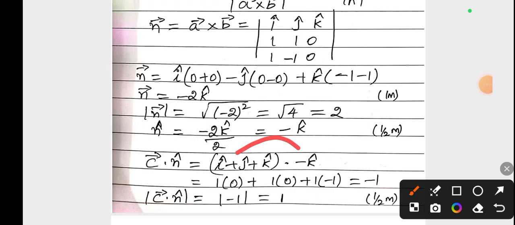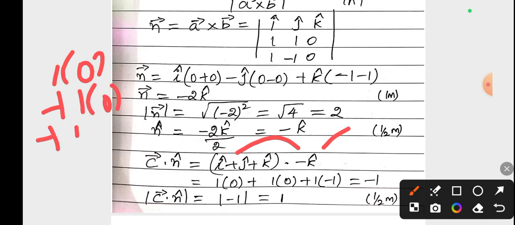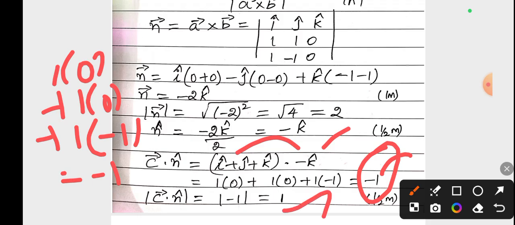C vector is i cap plus j cap plus k cap. n cap is minus k cap. So 1 into 0 plus 1 into 0 plus 1 into minus 1. So at last we are getting minus 1. So for that magnitude, since a number is there, so modulus, so the answer is 1.